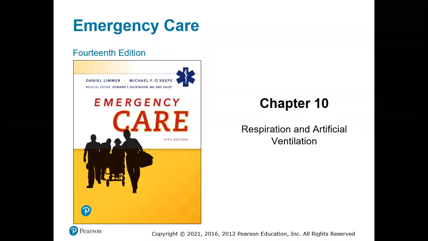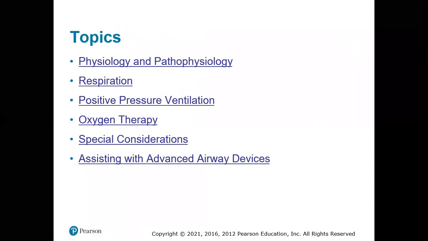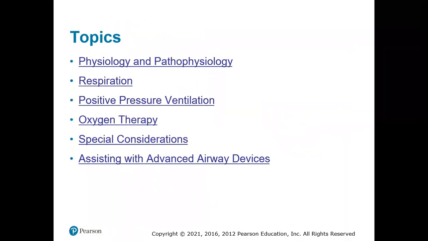Chapter 10 discusses respiration and artificial ventilation. As always, we're going to start with the physiology and pathophysiology. We're going to discuss respiration, what is involved in positive pressure ventilation, oxygen therapy, and then some special considerations. We're also going to touch on how to assist a paramedic with endotracheal intubation. They're going to cover some points that you could do to help out in that situation.